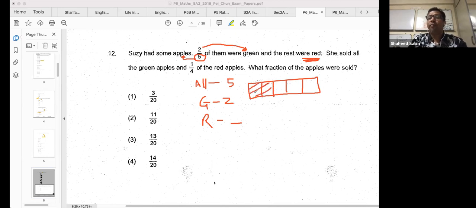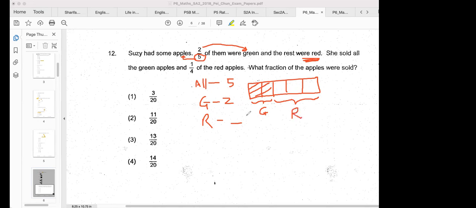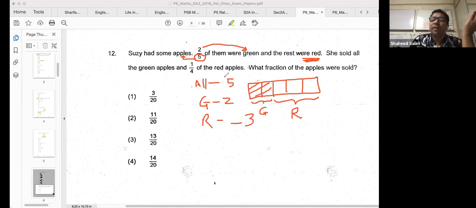So down here, everything is 5. 1, 2, 3, 4, 5. This is all the apples, Shakil. Then 2 parts are green. So now my question is, how many parts are red, Shakil? How many parts did I draw? 1, 2, 3. 3. How do you know 3? Because everything is 5, and there's only green and red apples. So green is 2, red must be 3.